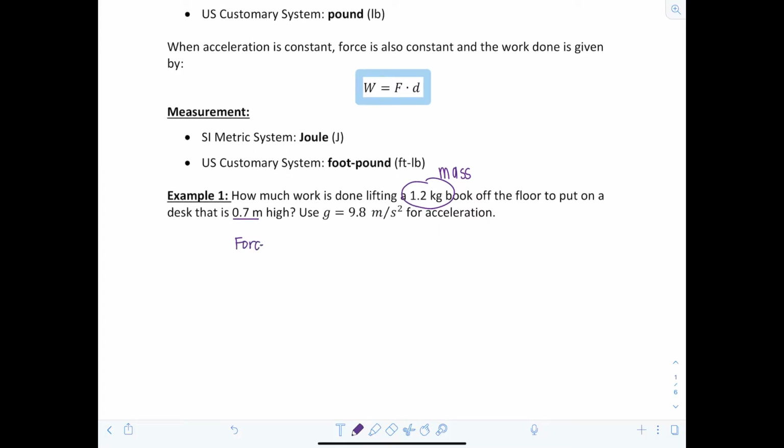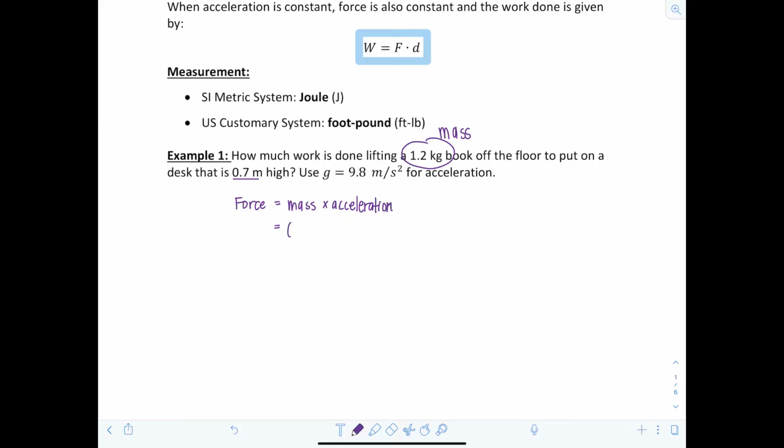So force, we know, is mass times acceleration. And in this case, we're going to use 9.8 meters per second squared. So I have 1.2 kilograms times 9.8 meters per second squared, and we get 11.76 newtons. Now, typically in math, we don't use sig figs, significant figures, so just check with your instructor or follow the directions regarding how many decimal places they would like you to use for your answers.